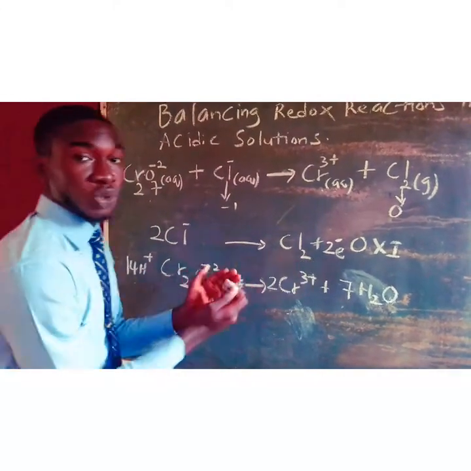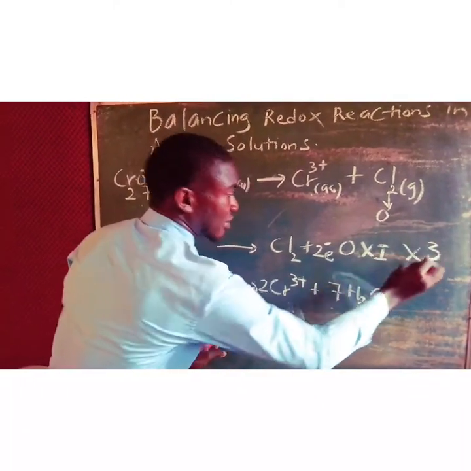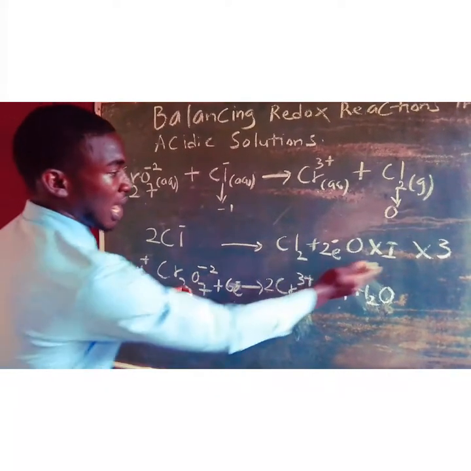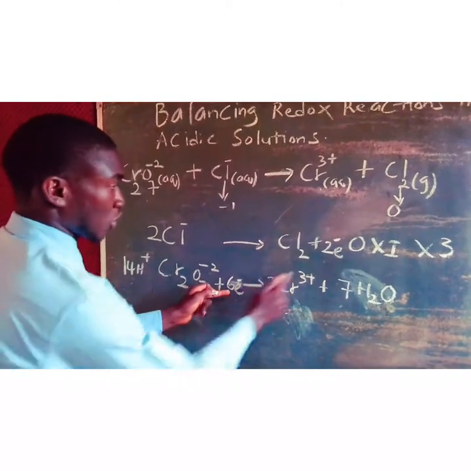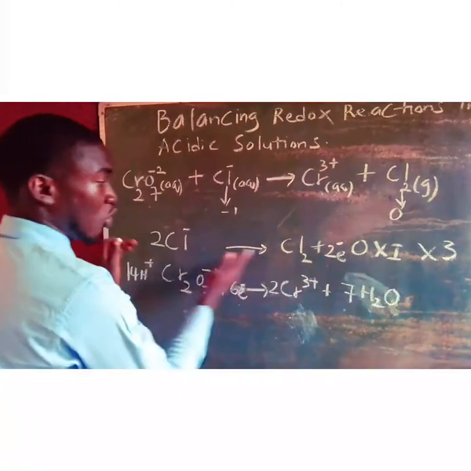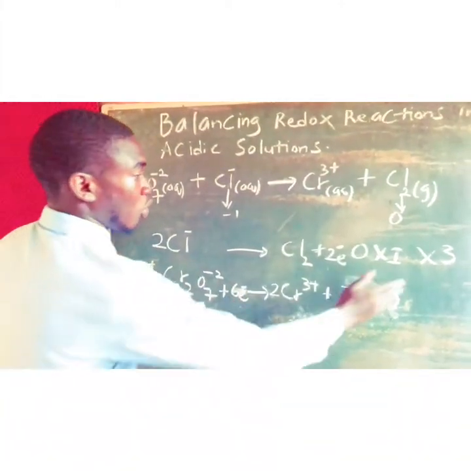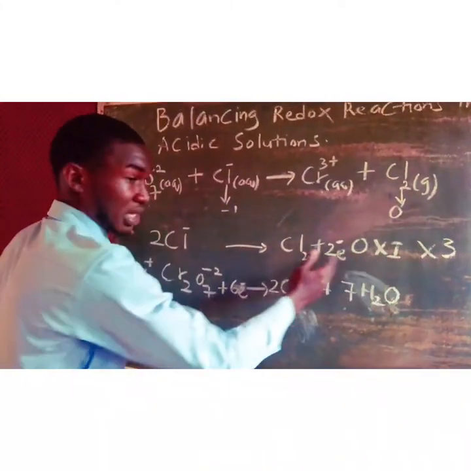So how do we make the electrons equal? By multiplying this very equation by 3. When we multiply the first equation by 3, we'll see that we now have 6 electrons. 3 times 2 is 6 electrons. So the electrons now are equal. But remember that this 3 will affect the whole equation. That is the oxidation reaction. It will affect it, so let's multiply through and see what we're going to get.